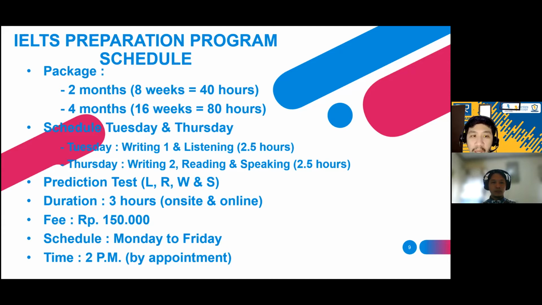Before the class, you have to take the prediction test. The test consists of listening, reading, writing, and speaking, and the duration is approximately 3 hours. The fee for the prediction test is 150,000, a promotion during Wardaya College birthday celebrations. The schedule for the prediction test is from Monday to Friday at 2 p.m., but by appointment.